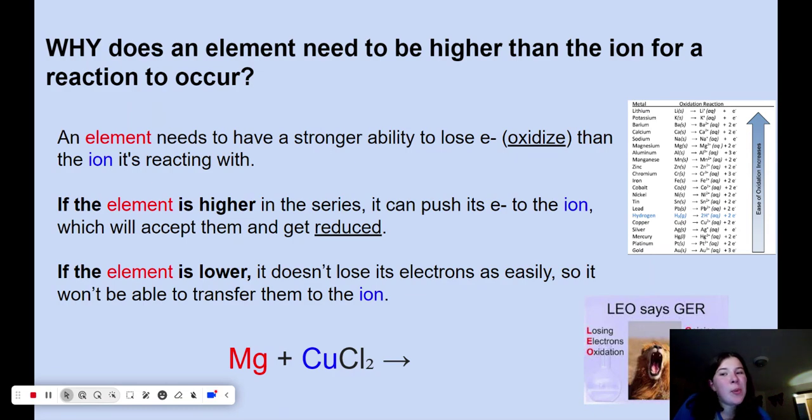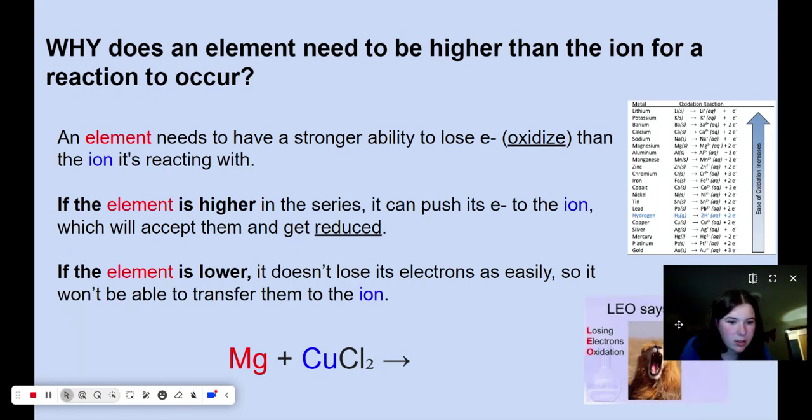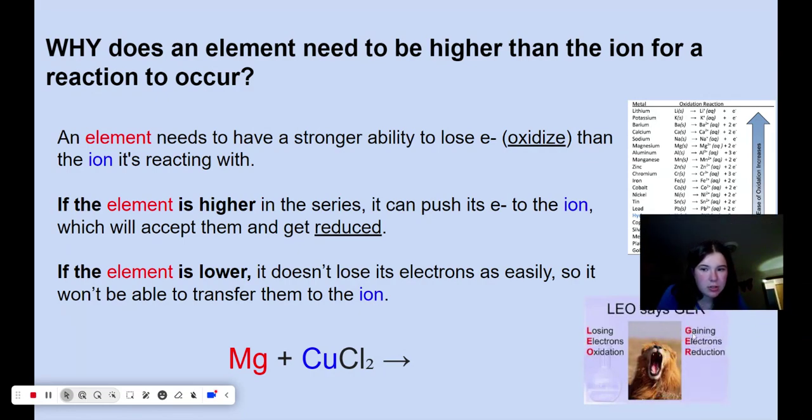Okay, so why does an element need to be higher than the ion for a reaction to occur? So we're going to use this example of magnesium plus copper chloride. Magnesium needs to have a stronger ability to lose electrons to oxidize than the copper it's reacting with. If magnesium is higher in the series than copper, it can push its electrons to copper, and copper will accept them and get reduced because, the other line says, GER, gaining electrons, accepting them, will make you reduced.